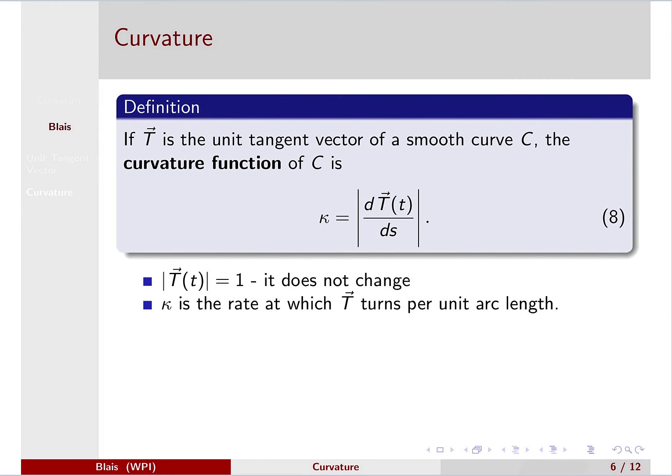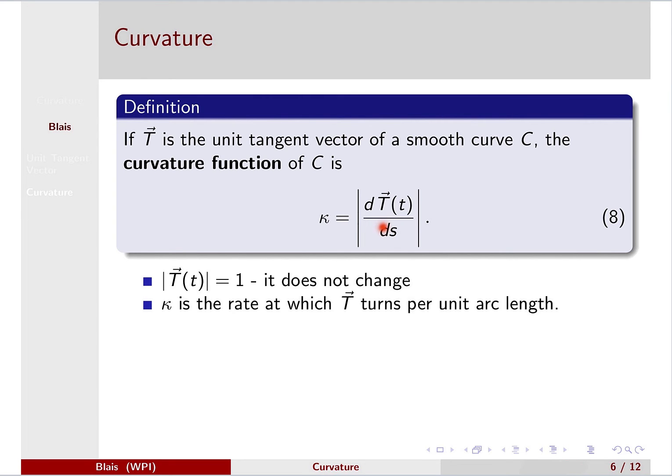And that will help us with this definition of this idea of curvature. So if T is the unit tangent vector of a smooth curve C, the curvature of C is defined here. We use the Greek letter kappa, and the curvature is the magnitude of the derivative of the unit tangent vector with respect to arc length.